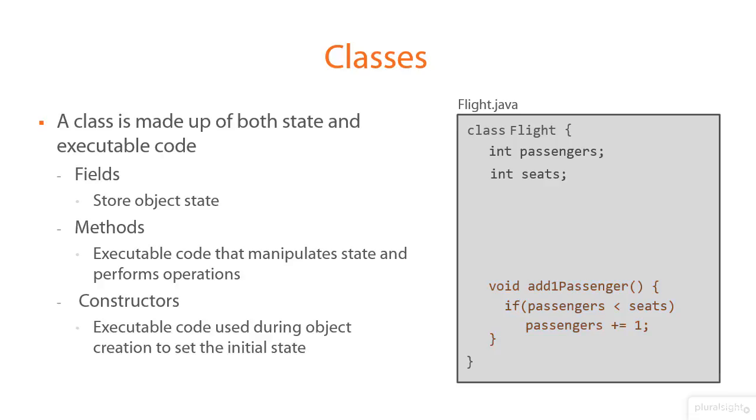And then there are what are called constructors. Constructors are a special case of executable code. This is code that gets run during the creation of an object, largely to set the initial state. So we've got here a constructor that basically starts out by setting seats to 150 and passengers to 0. That means when we create a flight, that flight has 150 seats on it.